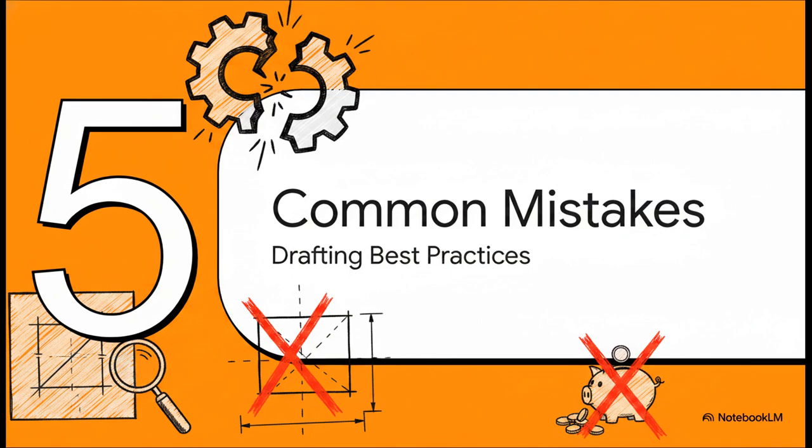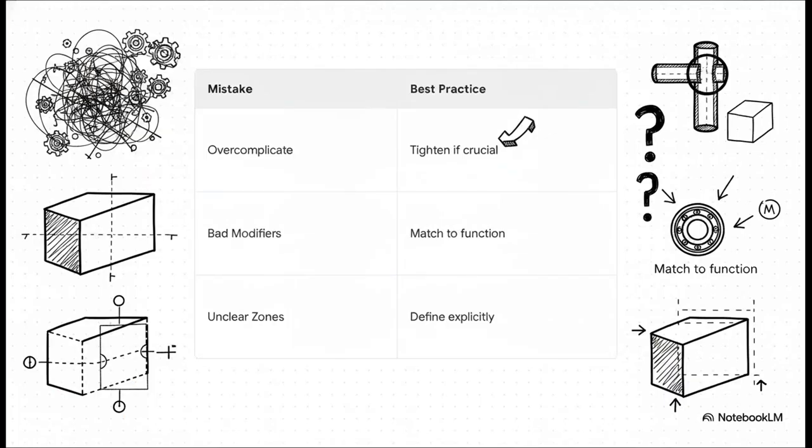Almost done. Section 5. Avoiding common mistakes. Nothing drives up manufacturing costs and infuriates your machinists faster than falling into a few very specific traps. First up, overcomplicating designs. You should only apply super tight tolerances where they are absolutely crucial to the fit or function of the assembly. Playing it safe by just tightening everything across the board just makes the part wildly expensive. Second, confusing your material condition modifiers. Mixing up maximum material condition with least material condition causes perfectly functional parts to get rejected right there on the floor. And third, failing to define the shape and size of the tolerance zone clearly. This leaves your manufacturer guessing, and guessing always leads to errors.